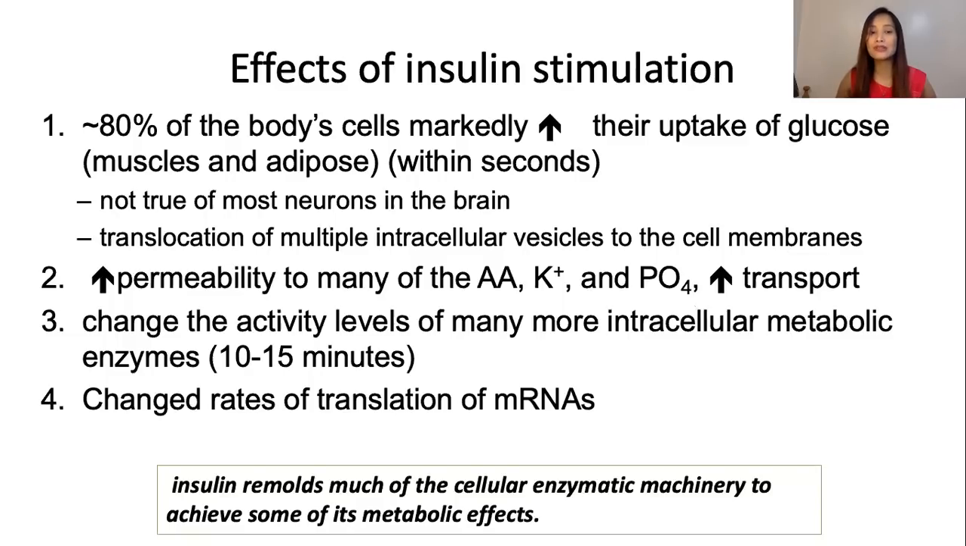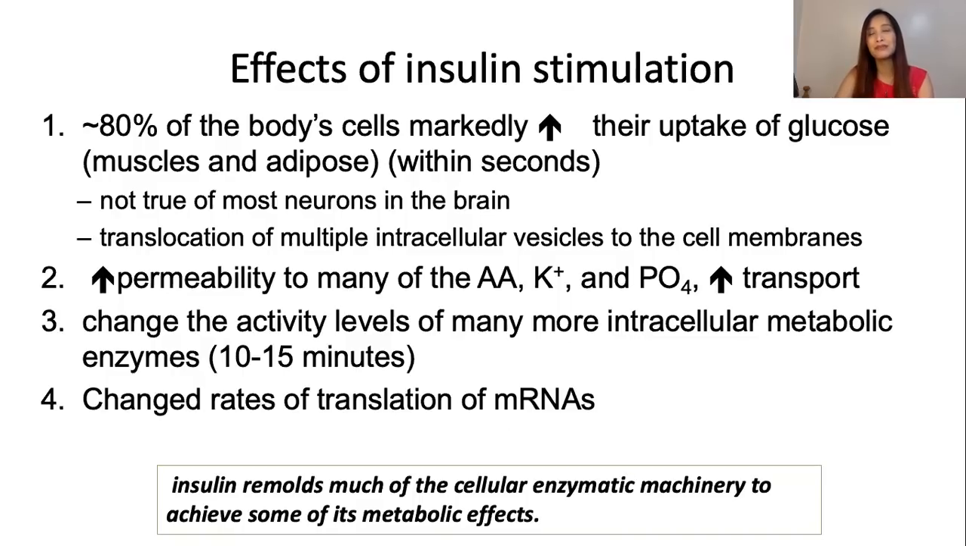And it also changes rates of translations of mRNAs. Why? Because you want to activate the translation of your DNA to mRNA so that it will now be able to be translated into proteins. And what proteins am I talking about? Your enzymes. And the enzymes will be the ones powering the different metabolic processes inside the cells. So insulin remolds much of the cellular enzymatic machinery to achieve some of its metabolic effects.